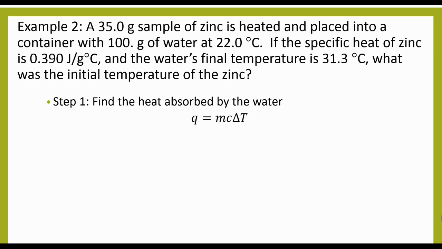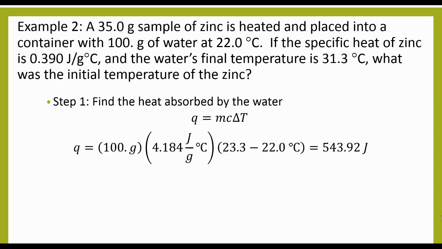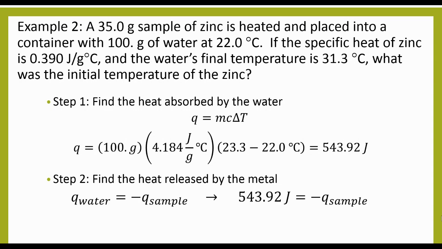And then we're just going to go ahead and plug in our values. So M is the mass of water, remember? C, that 4.184. And then we have final minus initial. So that gives me a value of 543.92 joules for my heat absorbed by the water. Now I need to find out how much heat was given off by my sample. So basically I take the negative of whatever my previous answer is. So I get Q of my sample is equal to negative 543.92 joules.